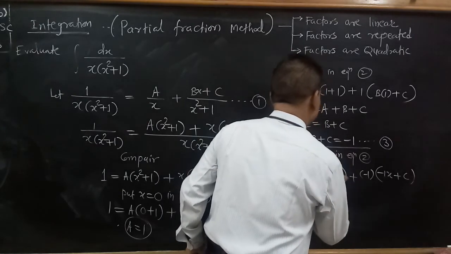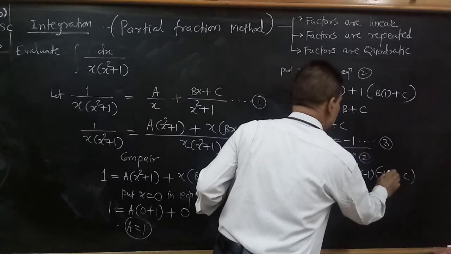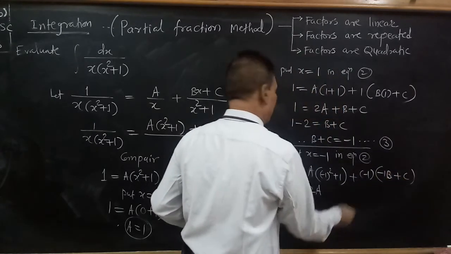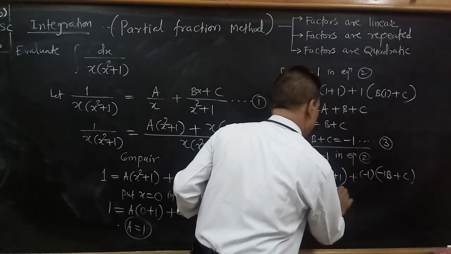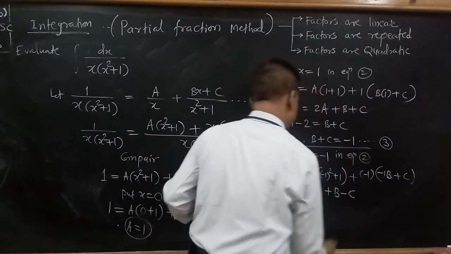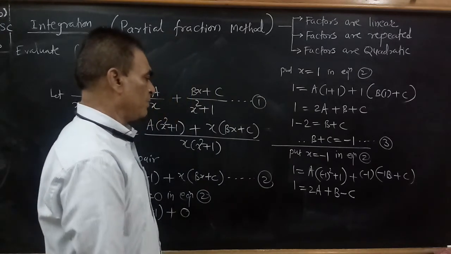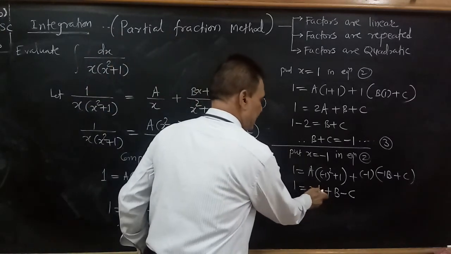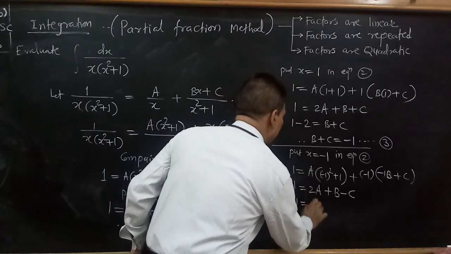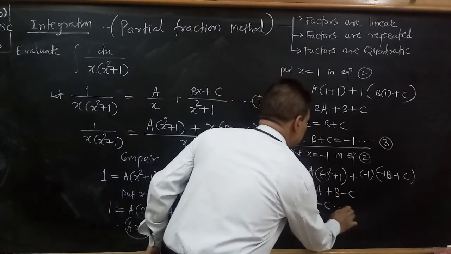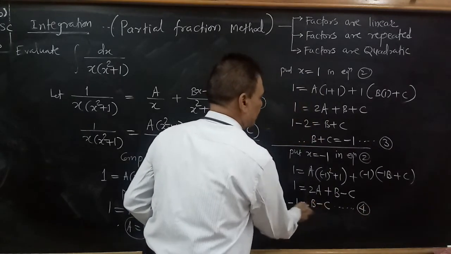Minus 1 is plus. Replace the value of... my bad, this is the b, because I am putting the value of x as minus 1. Minus 1 times b is minus b, and minus c is there. The value of a is given to you, a is 1. Therefore, transferring this side, minus 1 equal to b minus c. This is equation number 4.